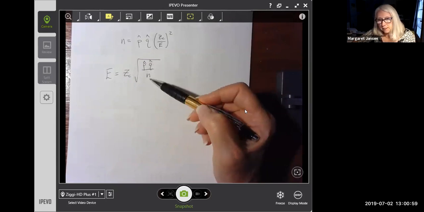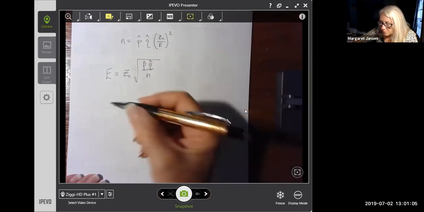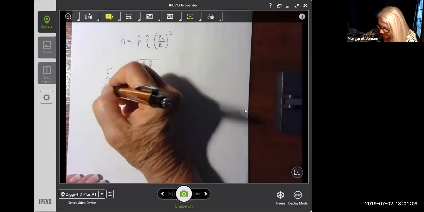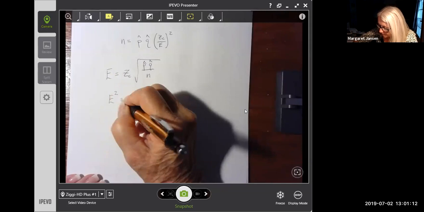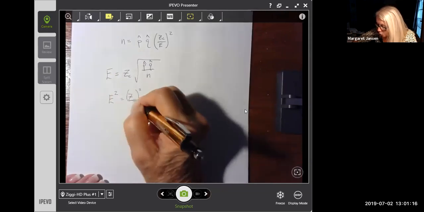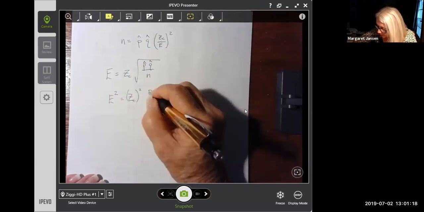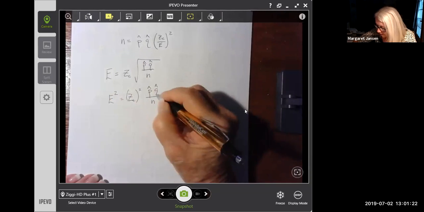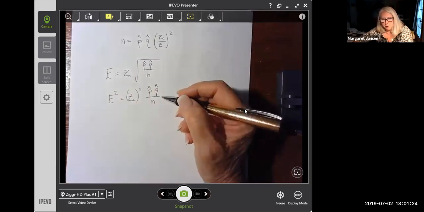p hat is the proportion in the sample, q hat is 1 minus p hat, and n is the size of the sample. But through the magic of algebra, notice what happens. I'm just going to quickly do this. If I square both sides, I have E squared, z squared, and when I square a square root, I just get whatever is inside the square root. That's what we call the argument of the square root. Okay.